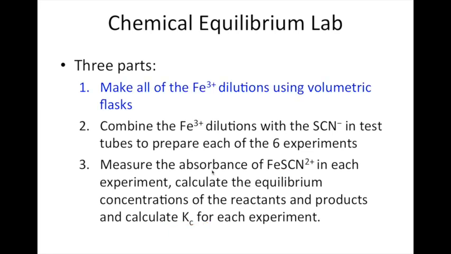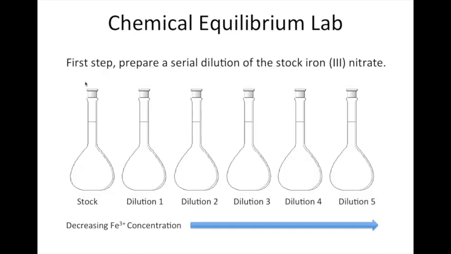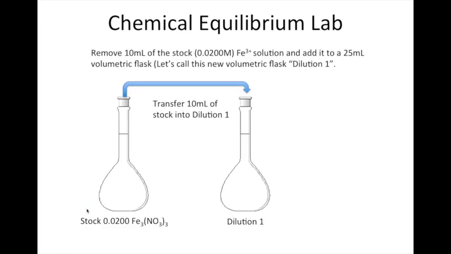So let's start out by showing you how to make our iron 3 dilutions. So we're going to have our stock, and then we're going to make 5 dilutions from our stock iron 3 nitrate solution. So let's go over how to do that. So the first thing we're going to do is we're going to take 10 milliliters of our stock. You can see our stock iron 3 nitrate here.